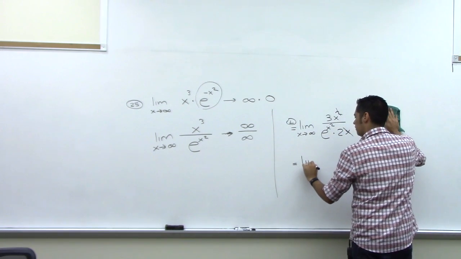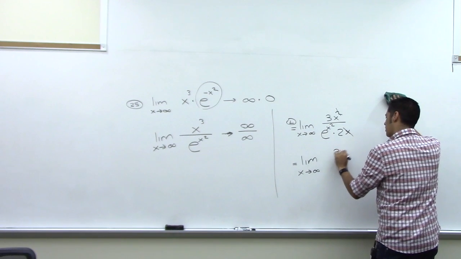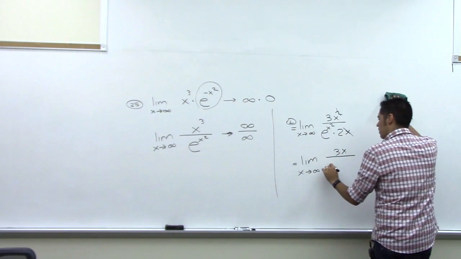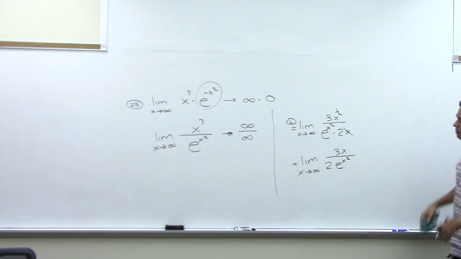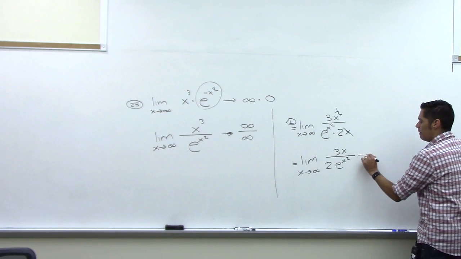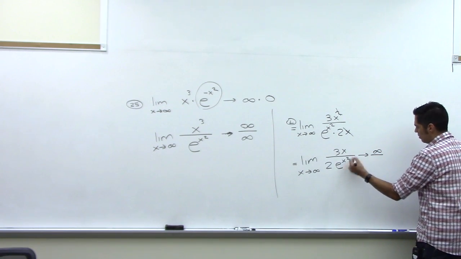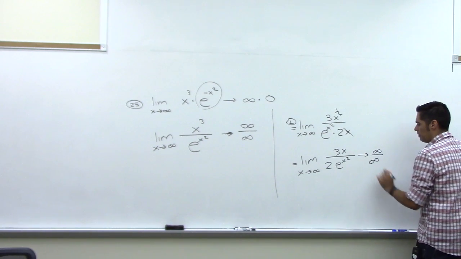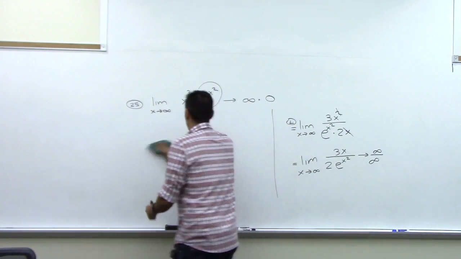So we have the limit as x goes to infinity. I still have 3x on top, and on the bottom I have 2e to the x squared. Now, look at it: as x goes to infinity, 3 times infinity goes to infinity, over e to the infinity squared. This is all infinite times 2, still infinity over infinity. So I go with L'Hopital again.